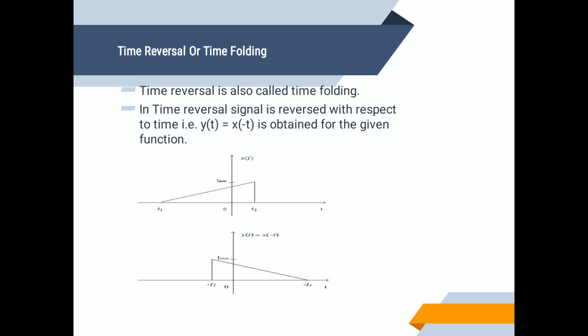Here is the graph showing time reversal. It is also denoted by x(-t). It is obtained by replacing the independent variable t by -t. Folding is also called the reflection of the signal about the time origin t equal to 0. So for an arbitrary signal x(t), the figure shows its reflection x(-t). In the first figure is the original curve, and the next one is the reflection of the first curve.